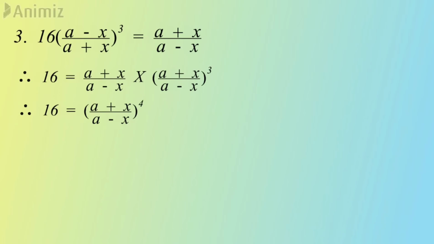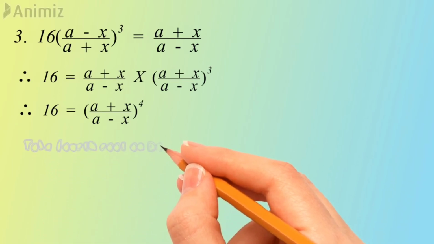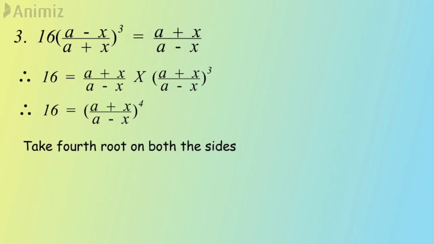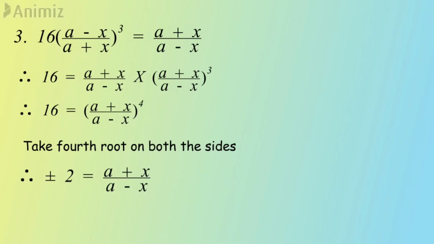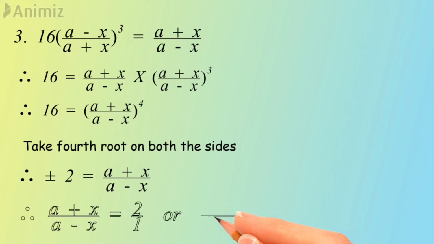Now, when you take the 4th root, you know that 2 raised to 4 is 16, and minus 2 raised to 4 is also 16. So when you take the 4th root on both sides, the 4th root of 16 has two values, plus 2 and minus 2. You have to take both the values, and on the right hand side the 4th power disappears with the 4th root. Now we got two values, it is either 2 or minus 2. So how can you write? Yes, a plus x upon a minus x is either 2 or minus 2.